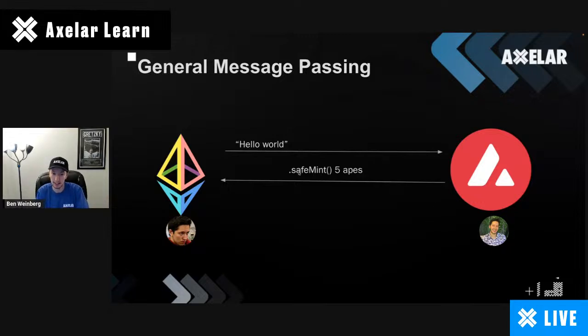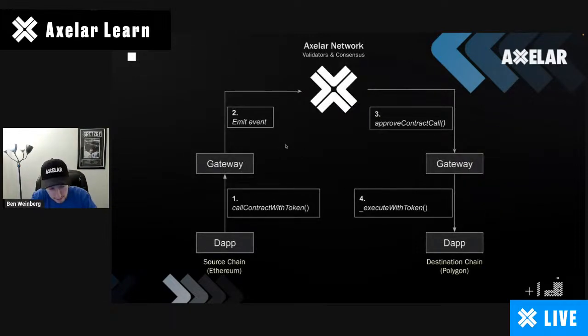So for example, in the second line here, I'm calling SafeMint 5 Bored Apes. I'm able to actually conduct that function call from one chain by sending the function signature to the other chain as a GMP message. So to go a bit deeper on how this works, we can look at this diagram here. So let's step through this together.